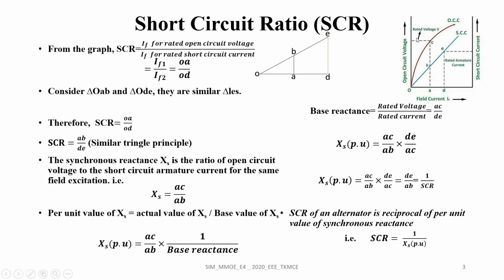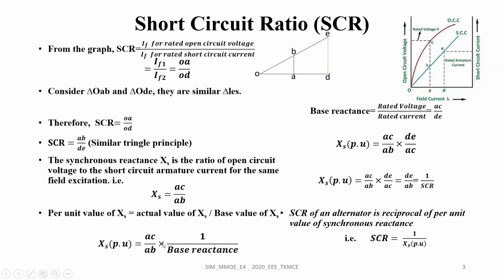So rated voltage by rated current gives base reactance. Voltage by current gives impedance, that is reactance. In this case, we are assuming armature resistance as 0. So base reactance is equal to rated voltage by rated current, which is equal to AC by DE. Now we can substitute the base value in this equation. So XS per unit is equal to AC by AB into 1 by base reactance.